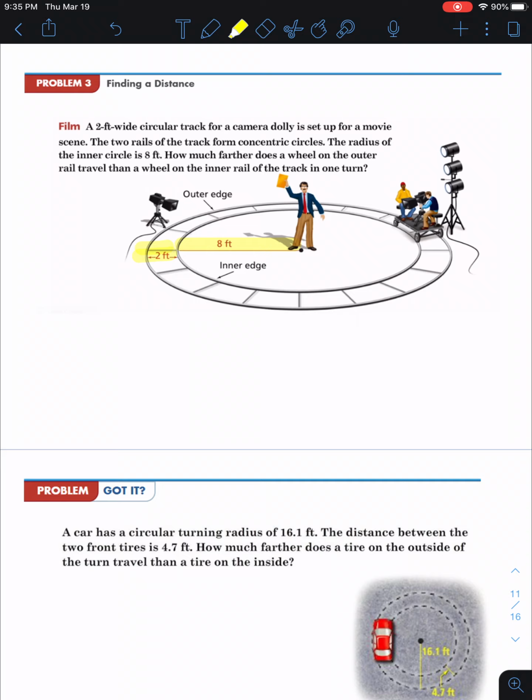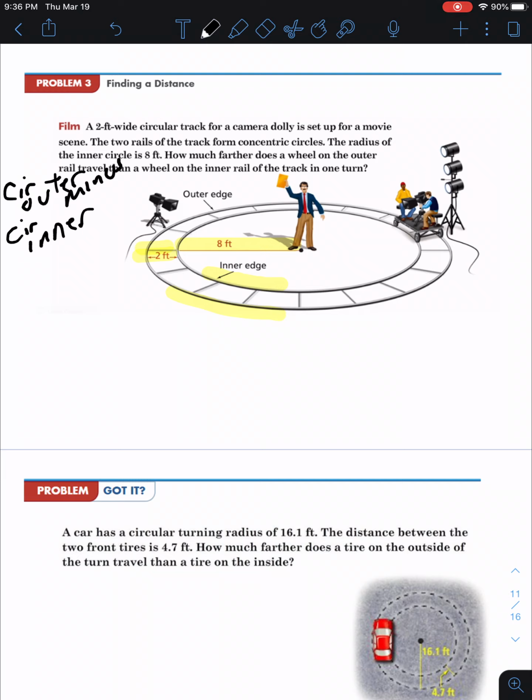How much farther does a wheel on the outer circle travel than the wheel on the inner circle? And does it? Is it a misnomer? Is it an urban legend that it doesn't travel any further? Actually, it does travel further, and we're going to show that. We're going to basically find the circumference of the outer circle, and subtract the circumference of the inner circle, and we'll find out what the difference is.